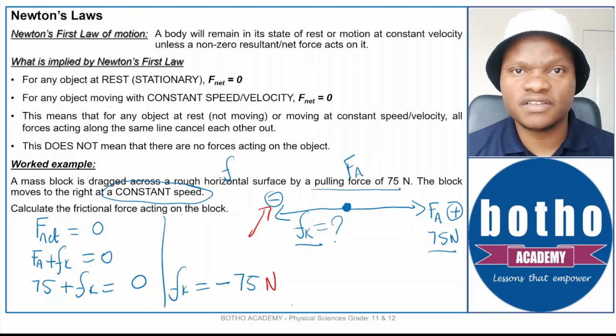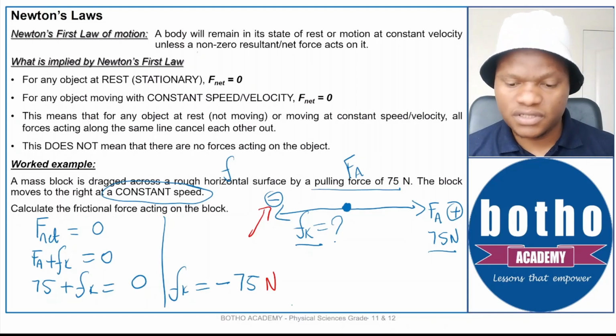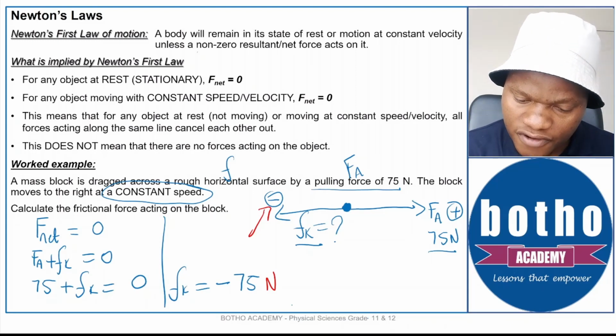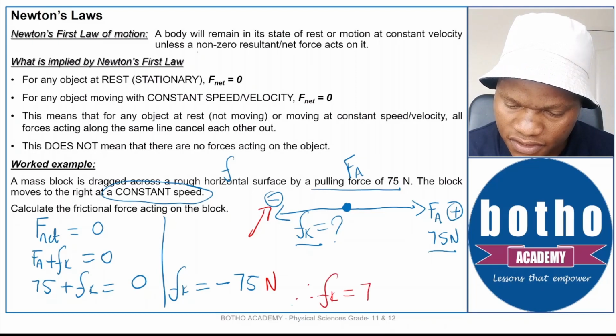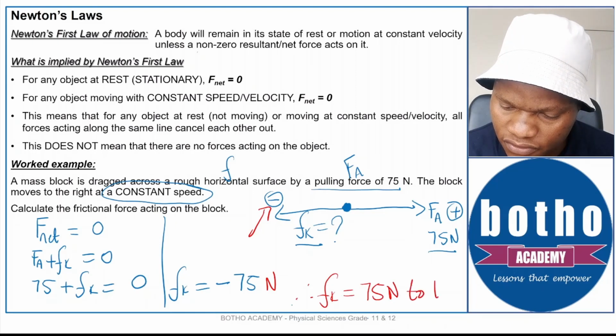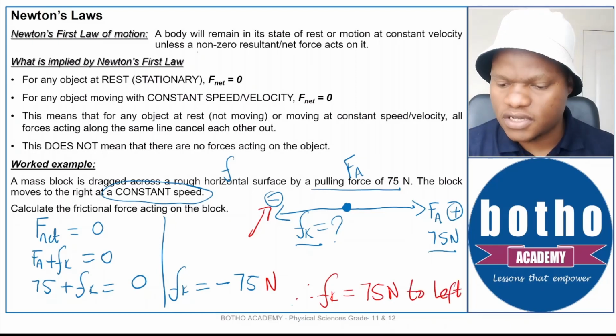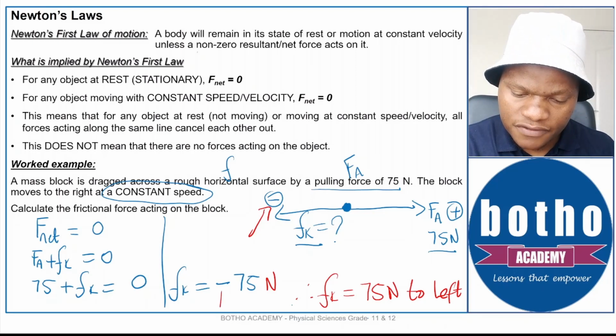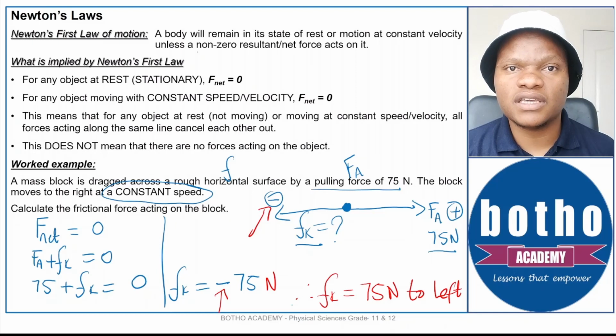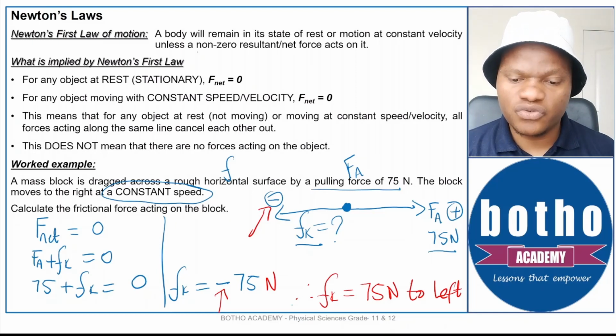Remember, a frictional force is a vector quantity, and a vector quantity must have a direction. So your final answer should be, therefore, Fk is equal to 75 newtons to the left. I don't have enough space here, so please excuse me for that. It must be to the left. How do we know it's to the left? Because we had a negative answer here. The negative answer is telling you that this object is moving to the left because you've chosen to the left as negative.